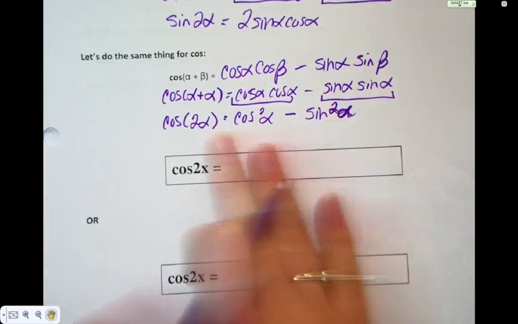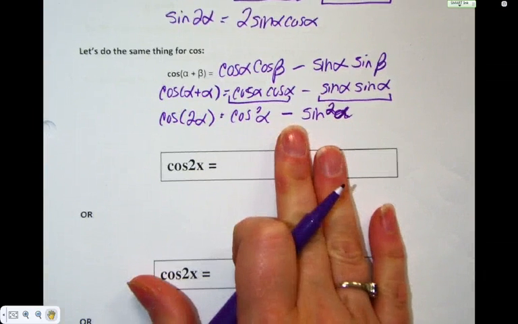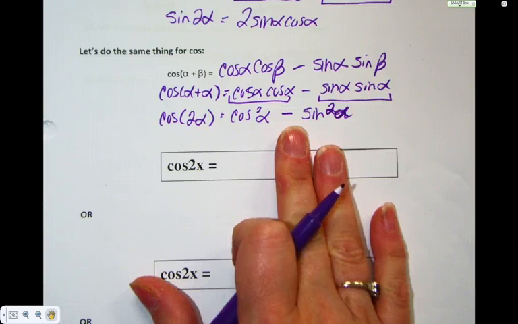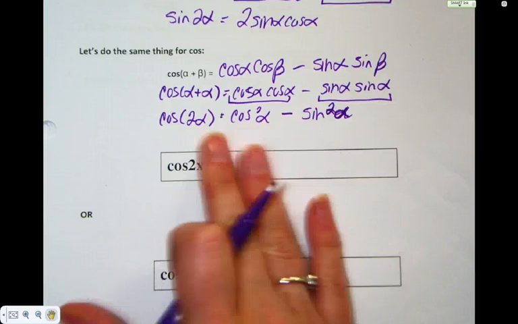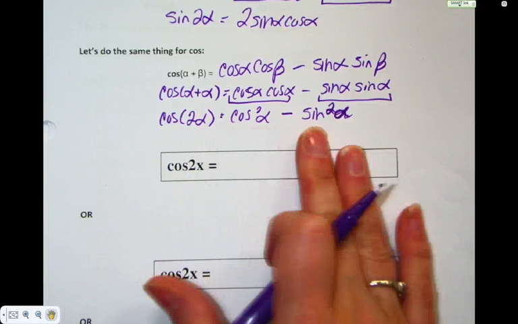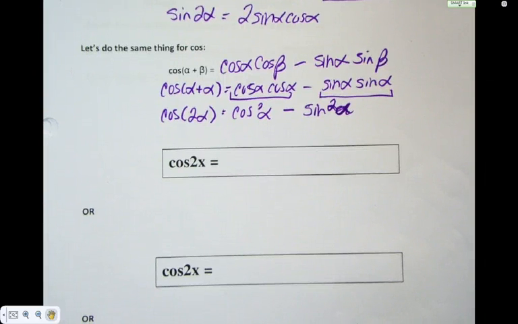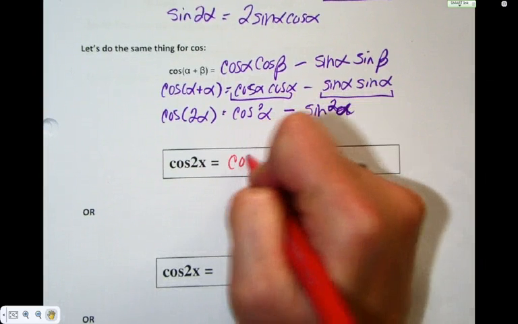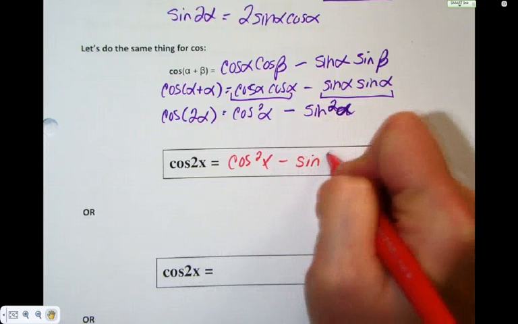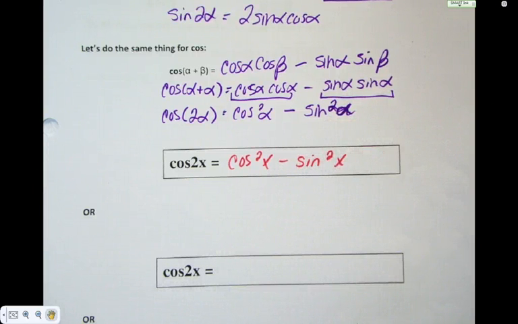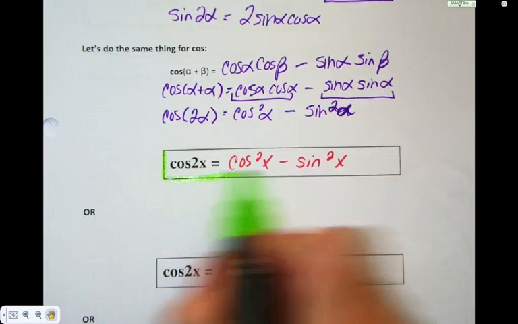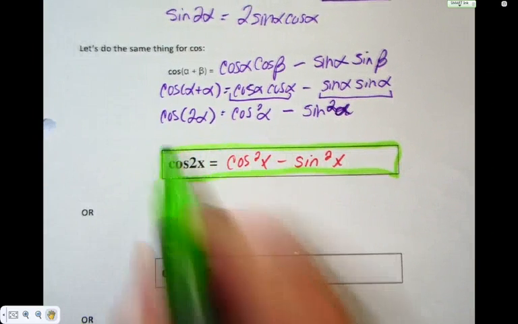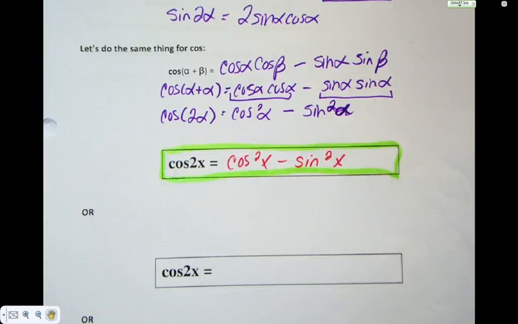Can I simplify this? Does that equal 1? Your brain will want to think it's equal to 1, but that's cos squared plus sine squared. So can I do anything with this? Can I smush them together? Nope, so that is our first formula for cos 2x: cos squared x minus sine squared x. And if your brain was like, hey, that's 1, just make yourself a note off to the side that 1 is cos squared plus sine squared.